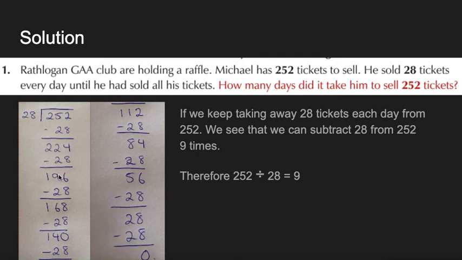So I took away 28 from 252. You can count them there. 1, 2, 3, 4, 5, 6, 7, 8, 9 times. And when I took away 28 9 times, I got 0. So there were 0 tickets left after 9 days. Okay, so if we keep taking away 28 tickets each day from 252, we see that we can subtract 28 from 252 9 times. Okay, so therefore 252 divided by 28 is 9, or it took 9 complete days to sell the tickets.